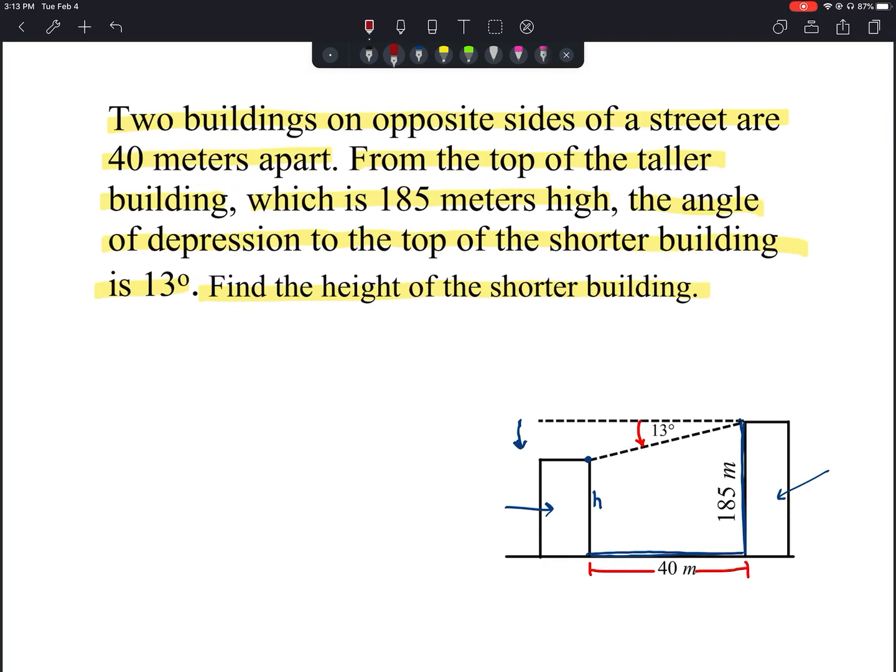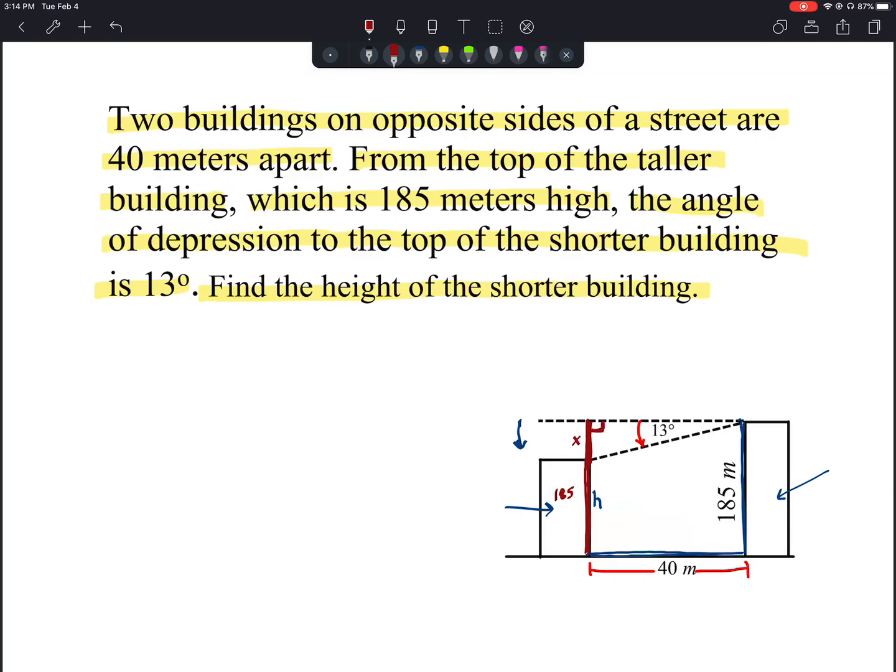Well, if I extended this height all the way from the ground level up to where it was equal to the height of the taller building, we know that would be 185 meters. So if we can just figure out how much taller the taller building is, we can use that to figure out what our h is going to be. So you'll see here I've got a right triangle already formed.